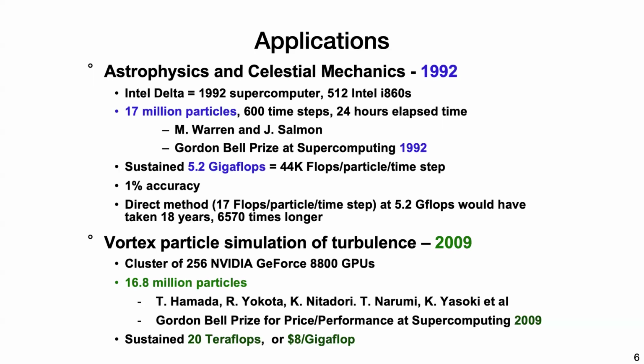Another example more recently, in 2009, they were doing this turbulence simulation. And in 2009, they had GPUs, so they did it on an older generation of GPUs. They did it on almost 17 million particles, about 16.8. And that won the Gordon Bell Prize in 2009. And they did 20 teraflops. So in '92, they had 5.2 gigaflops, scaling up by orders of magnitude to teraflops. And now we can do even higher than that. It's just an example of what orders of magnitude we're looking at to do the simulation.